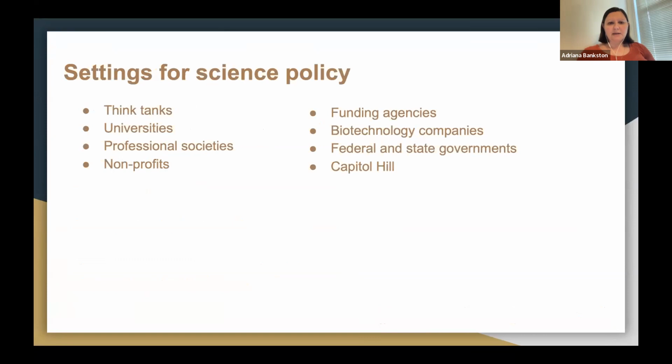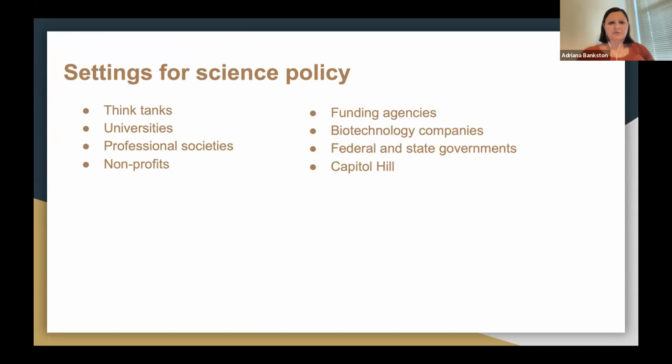So I wanted to provide some background about where you can do science policy. You should pick an area that you're interested in. Obviously, I worked for a university, but there are a lot of other places where this can be done. And just to highlight a few, the positions differ between more research-based roles, like at think tanks and universities, where we do this.